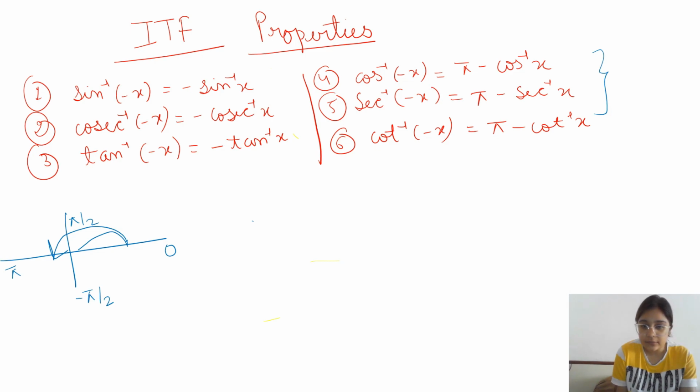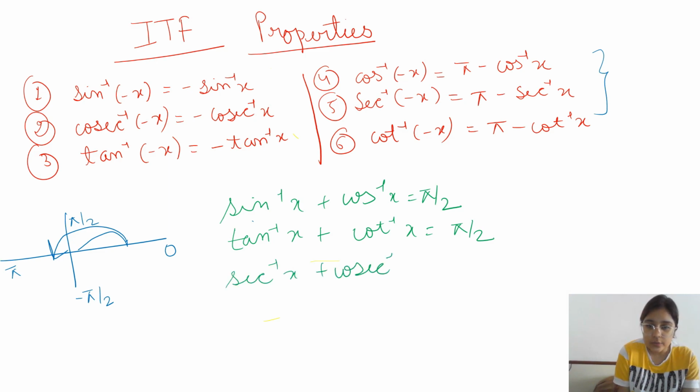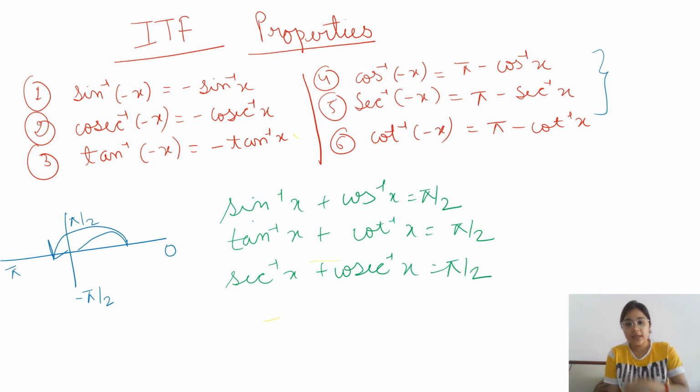I will write the properties: sin inverse x plus cos inverse x is equal to pi by 2. Don't focus on the writing, because I am writing on a pen tab, so it takes time for me. Tan inverse x plus cot inverse x is equal to pi by 2, and sec inverse x plus cosec inverse x is equal to pi by 2. These are also properties. I will discuss a few more properties.